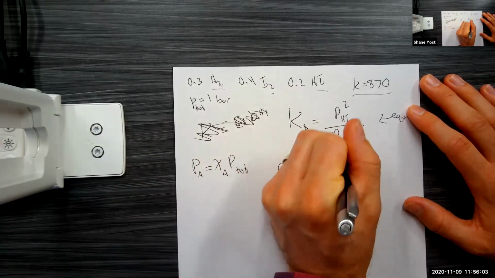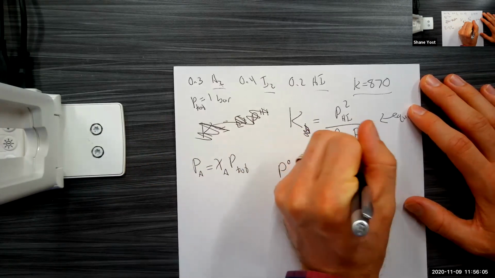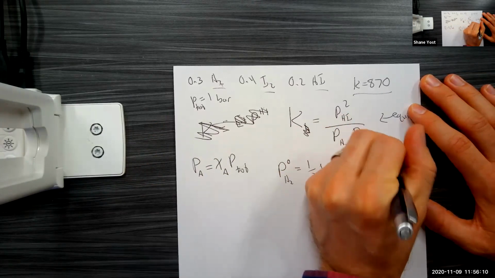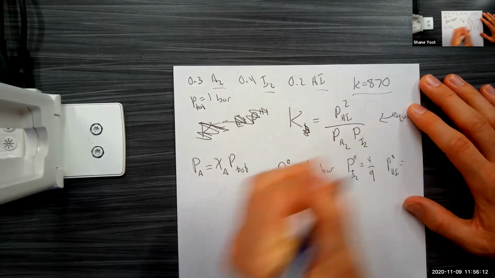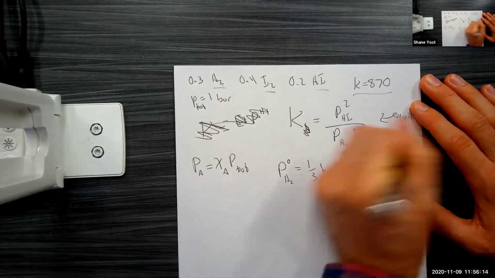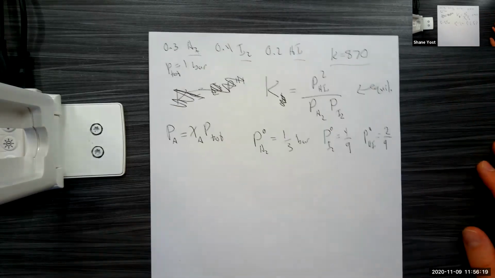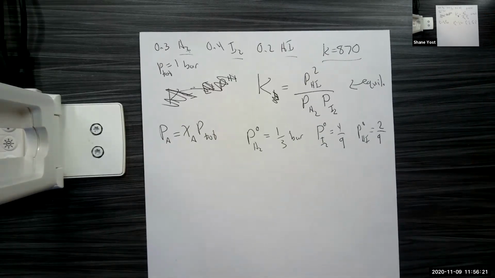Initial pressure of I2 equal to 4/9. And the initial pressure of HI is equal to 2/9. These are all bar, right? But these are the initial pressures, not the equilibrium pressures. And we know this system is going to reach equilibrium.